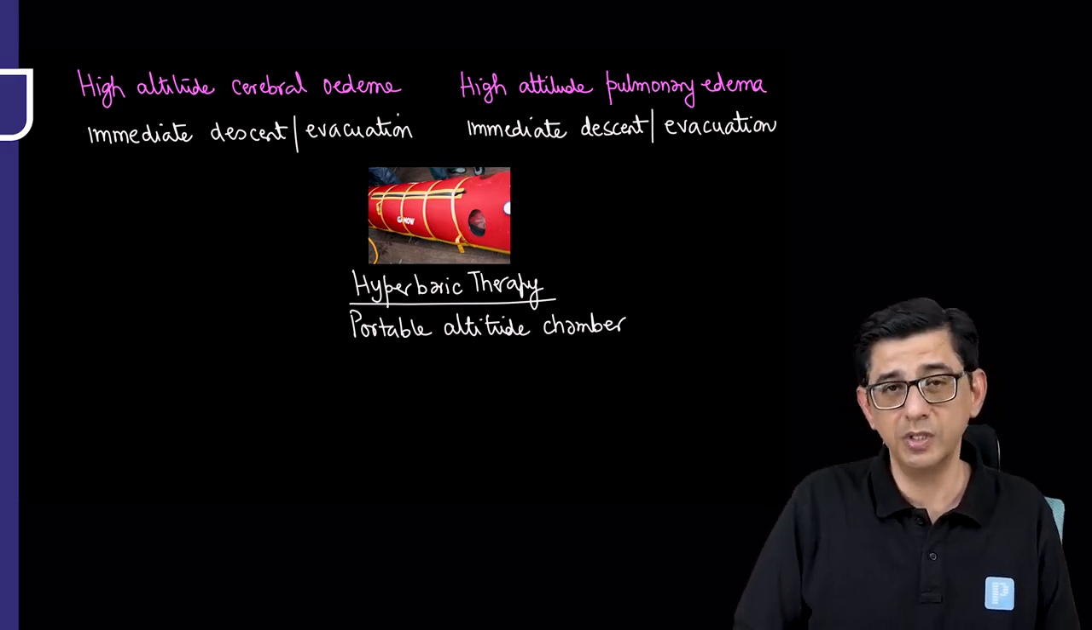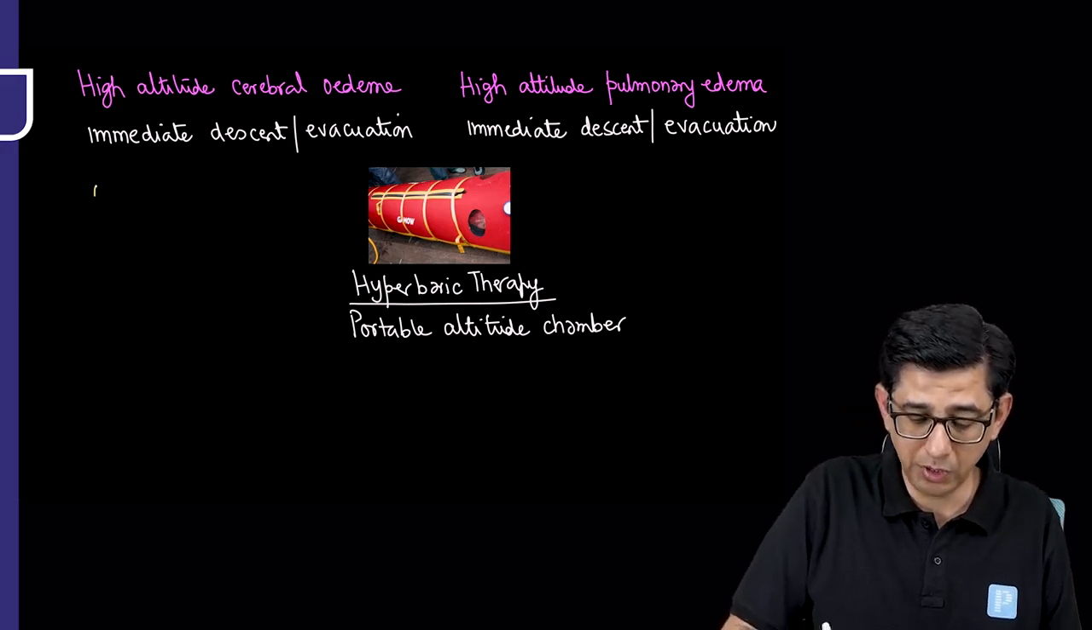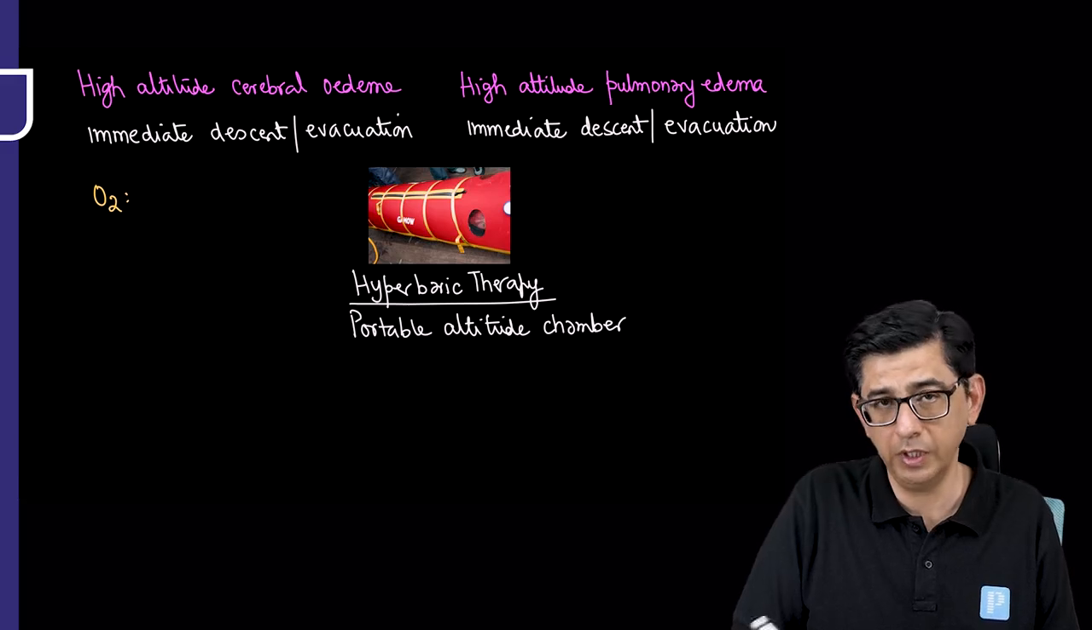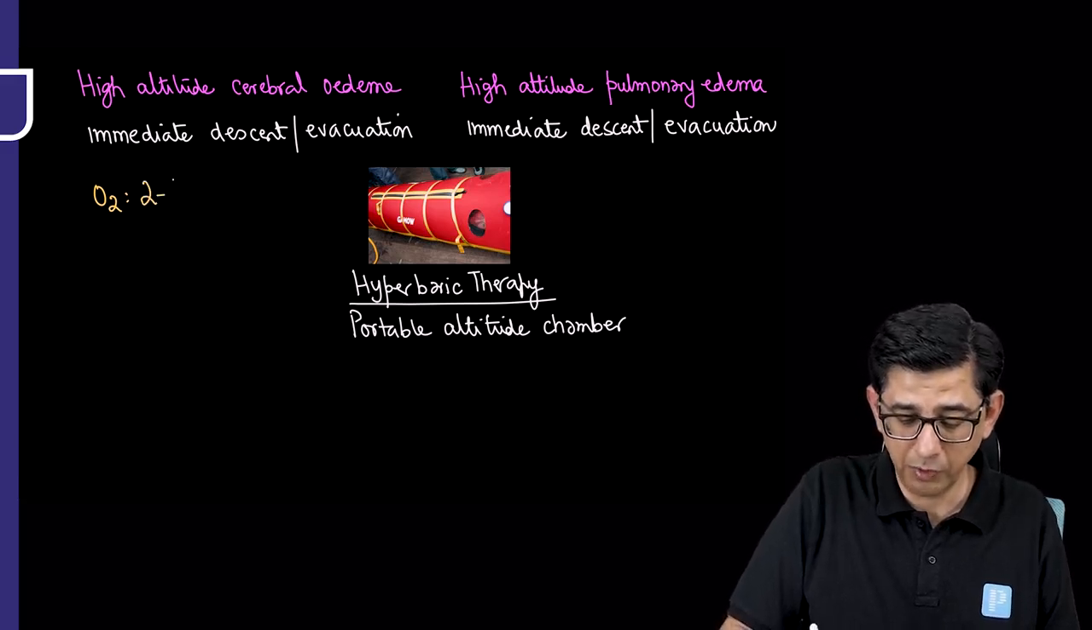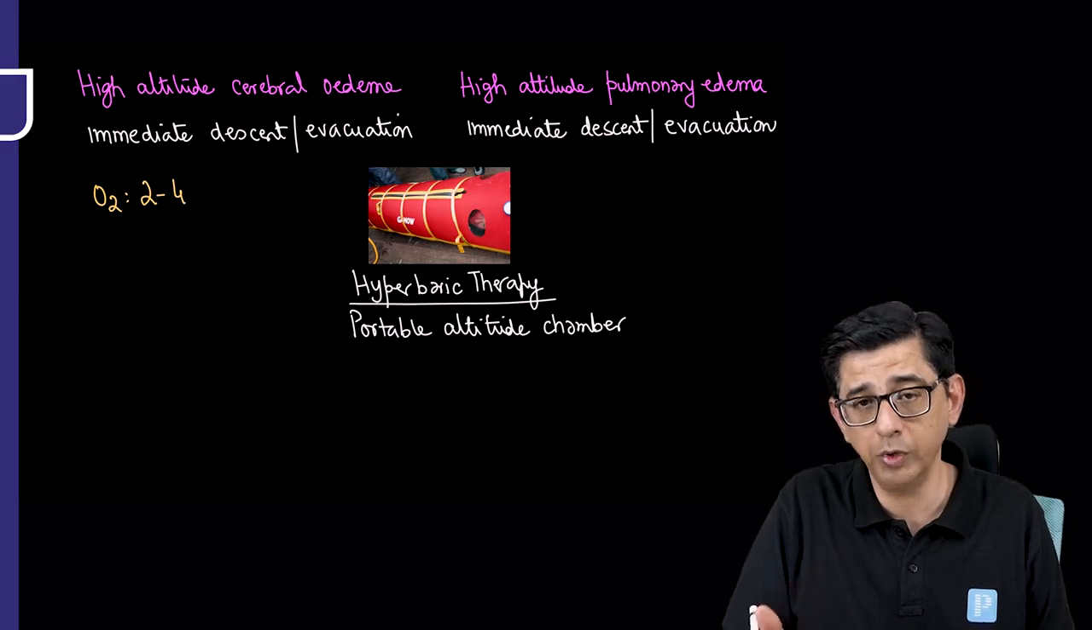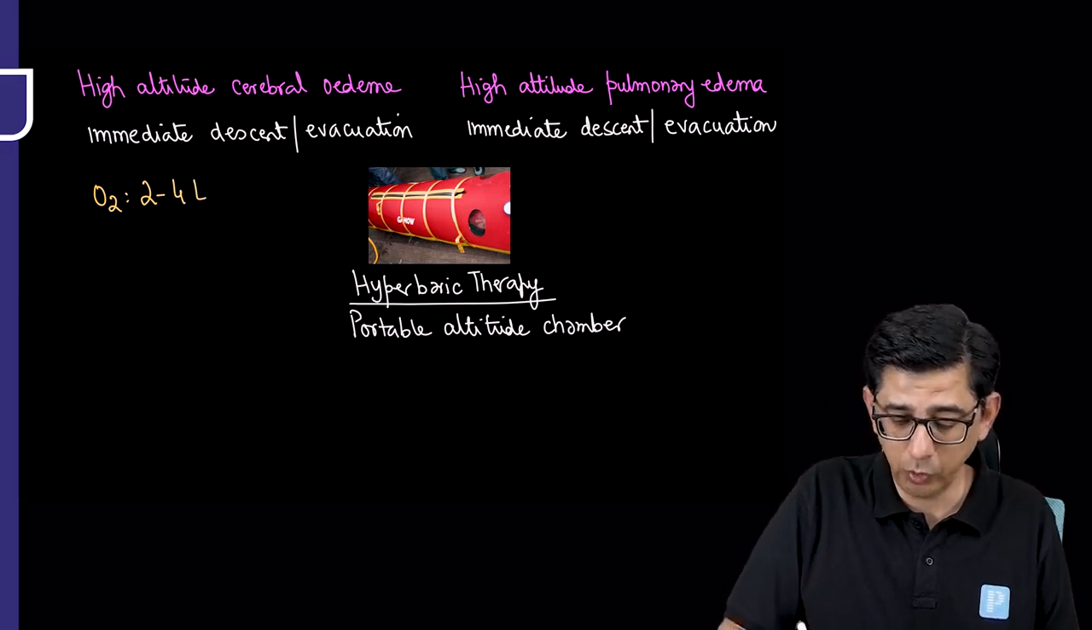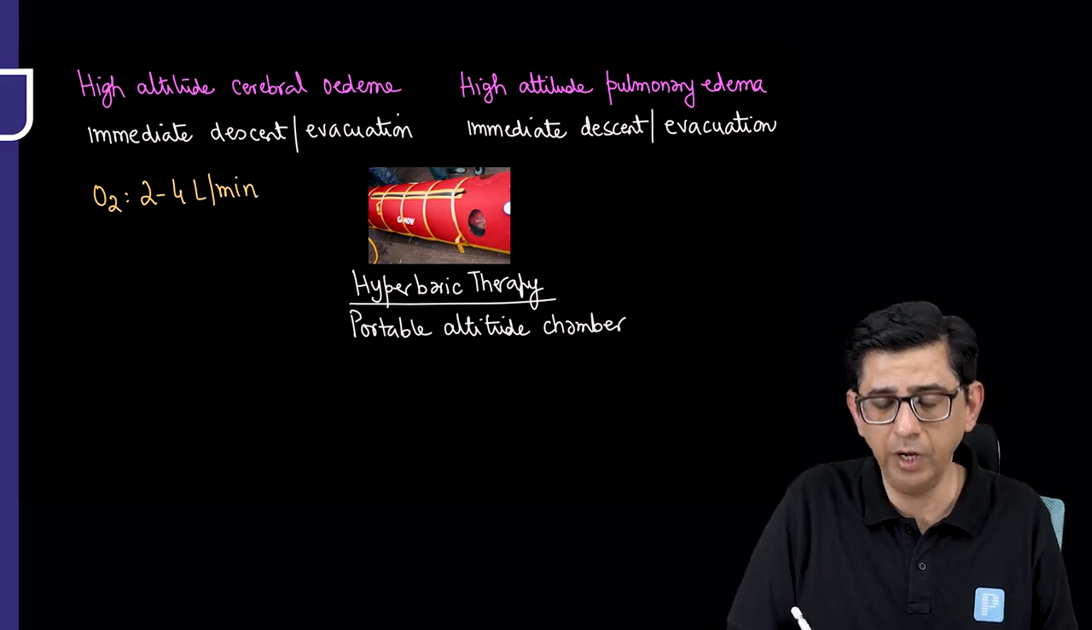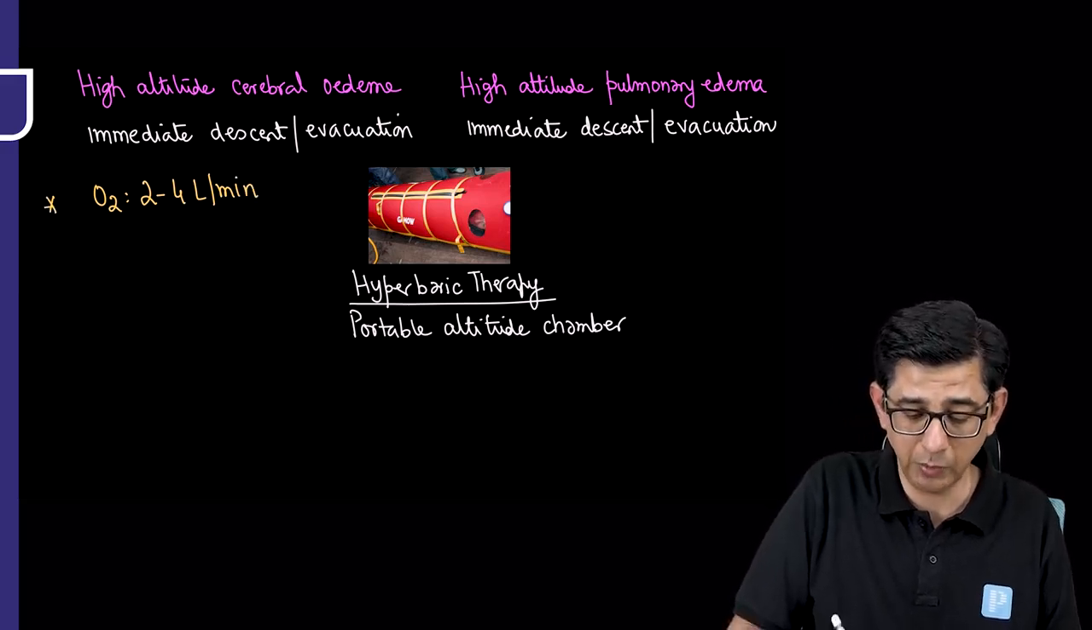Over and above this, because there is a cerebral edema component present, two things must be done. One is obviously administration of oxygen, because we want to improve the oxygen delivery to the brain. So the oxygen delivery would be at about 2 to 4 liters per minute, and the main drug that would be used in this case would be dexamethasone.